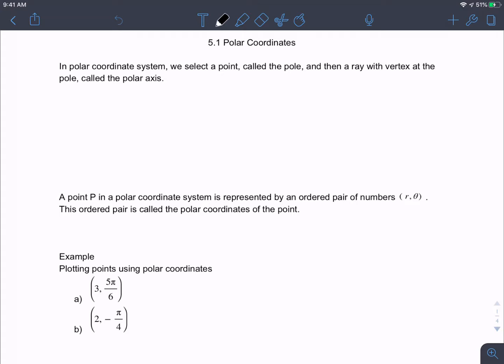So today we're going to talk about polar coordinates. And the first thing that I need to talk about is just some basics that you need to know. We need to have a point, and that point is typically called the pole. And then we draw a ray, and that ray is the polar axis.